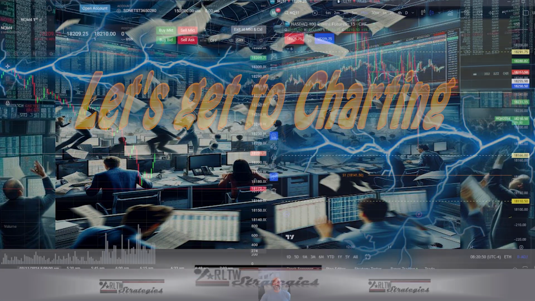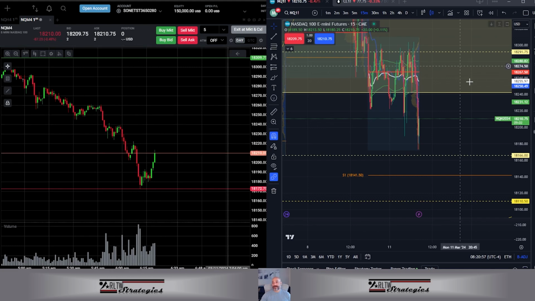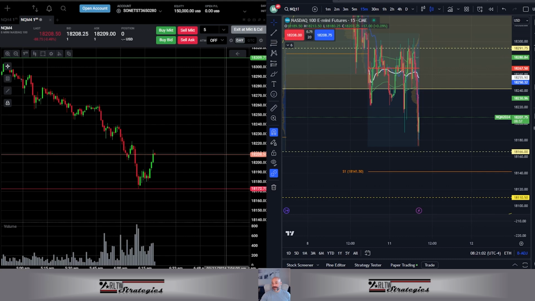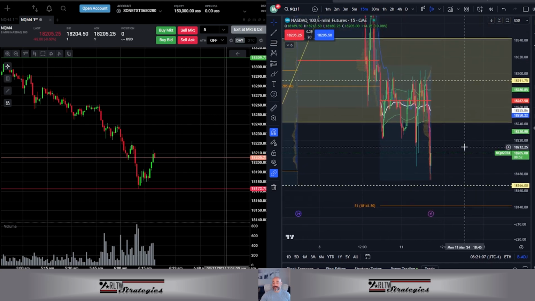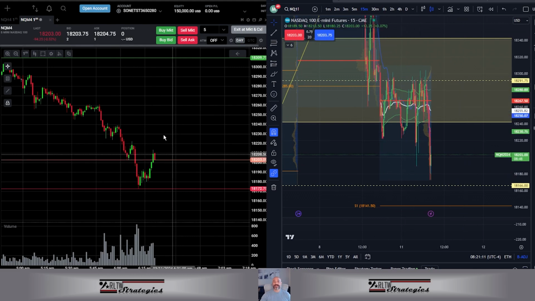So what we see here is my Tradovate, which is my trading platform that I use, and TradingView, which is my charting platform that I use. What I do is I trade a paper account on my TradingView side where I test theories of what I see the market doing, and then over here is where I execute my trades.